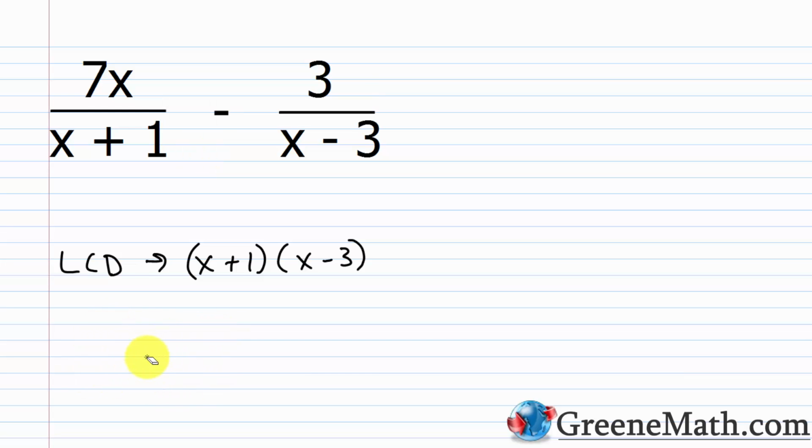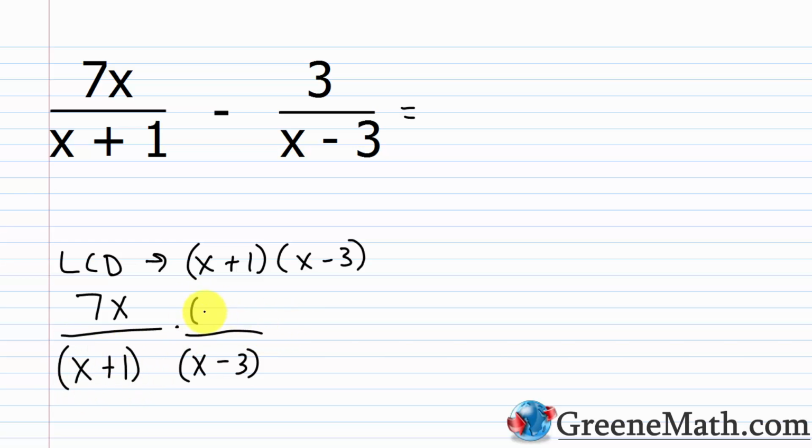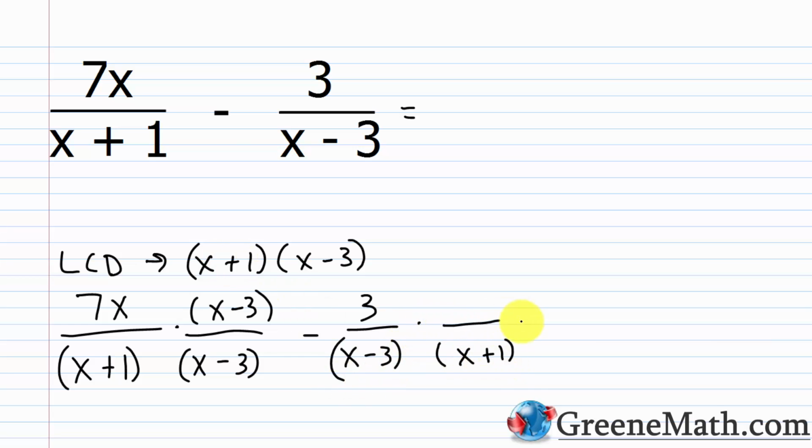All right, so in order to change 7x over x plus 1 into a rational expression with this as its denominator, I need to multiply by what? I'm missing an x minus 3. So an x minus 3 is going down here. And so I've got to also do that to the numerator so that it's legal. Then minus. Up here I have a 3 over x minus 3. And what I'm missing here is the x plus 1. So I'm going to multiply by, I have x plus 1 down here. And again, to make it legal, I multiply by x plus 1 up here.